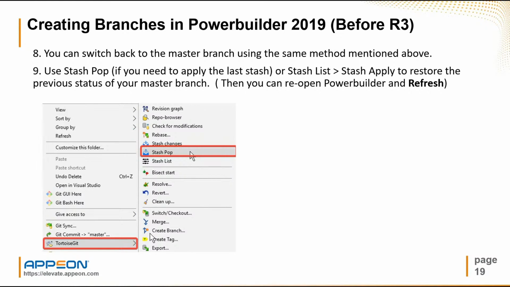Then you can reopen PowerBuilder. You're back on the master branch. PowerBuilder won't tell you that, but you have to be aware of it behind the scenes, and then do another refresh, because refresh is what brings those objects that may be different from what you're doing in development back current in PowerBuilder, so you can be working on your master branch again in the state that you left it in.